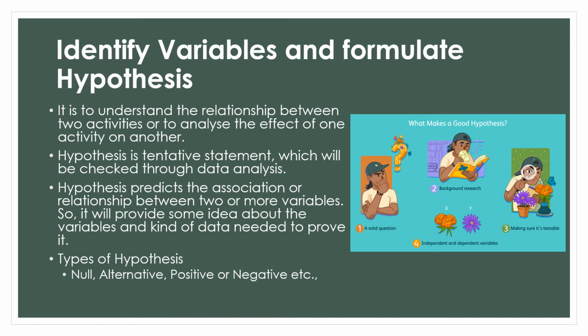It is to understand the relationship between two activities or to analyze the effect of one activity on the other activity. Clear? So in this way, for example, in a class girls and boys are performing equally in mathematics, then the hypothesis here is null. And if boys and girls are having different performances in mathematics, that is alternative hypothesis. If girls are having more performance than the boys, or boys are having more performance than the girls, you are giving positive or negative hypothesis.